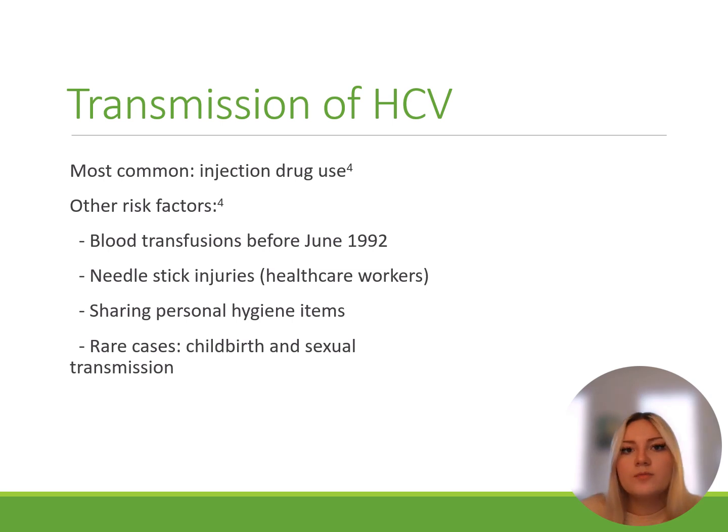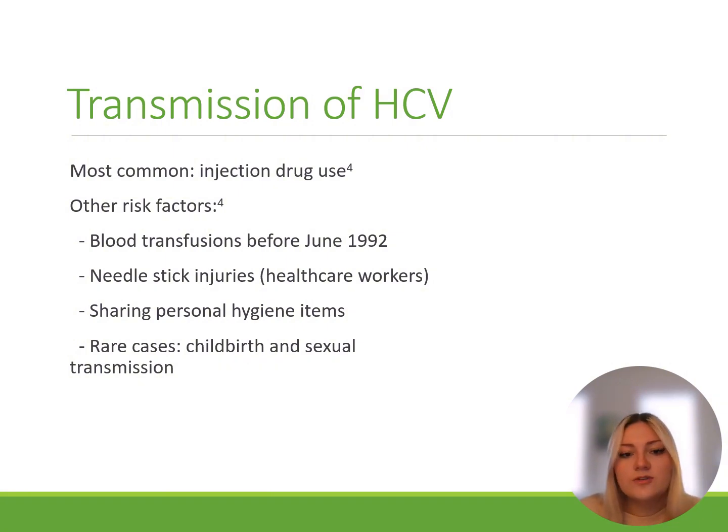Transmission. The most common mode of transmission for hepatitis C is injection drug use, and this affects people who are currently involved, as well as people who were formerly involved in injection drug use. Some other risk factors are blood transfusions before June of 1992. The reason that date is so specific is because that's when screening standards were implemented for donated blood and organ transplants. So if you got a blood transfusion before that date, there's a higher risk because the donated material you received was not as heavily screened.